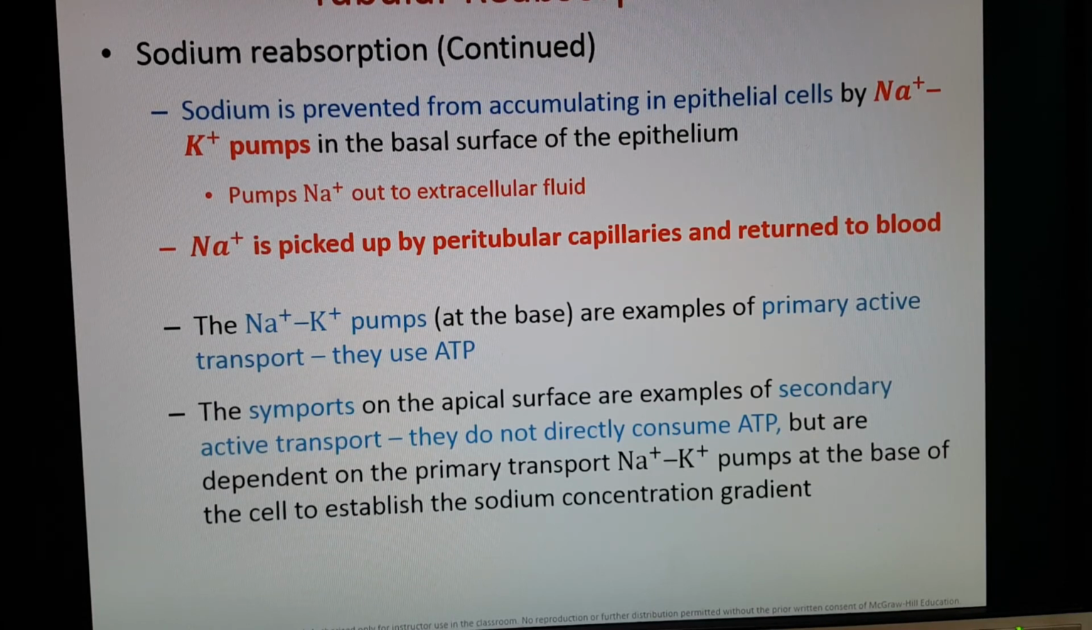So we've already beat this dead horse about your sodium-potassium pumps. So this helps to pump the sodium back out of the cell and pumping potassium into the cell. So that again helps to set up that gradient so you can bring more stuff into those epithelial cells and help move those solutes back into the peritubular capillaries.